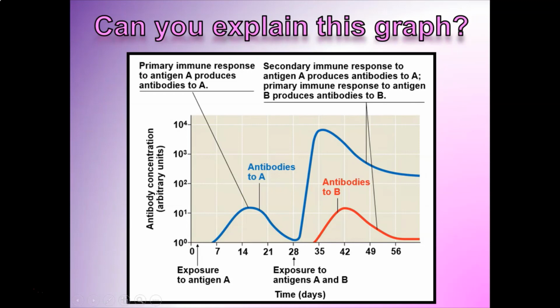But look what happens here. If that pathogen with antigen A ever comes back to see us again, look at this, whammo, in a way shorter amount of time. So here you're going from 29, 30 days up to like 35 days. In that short amount of time, look at how many antibodies we have here, right? And that's because of immunological memory. We have all those cells just waiting to go.